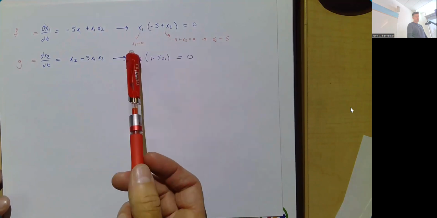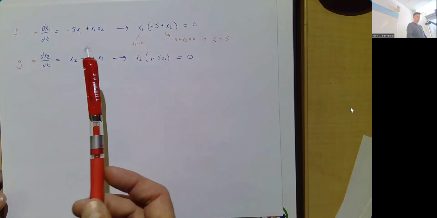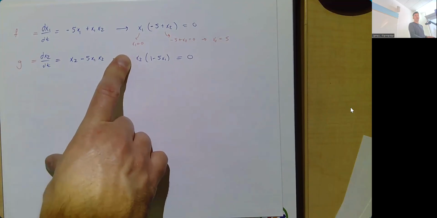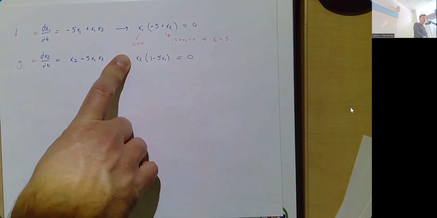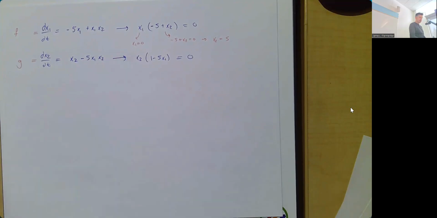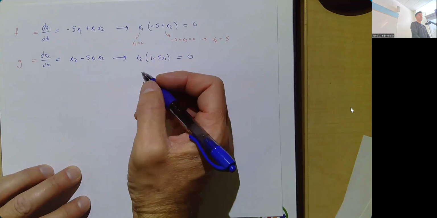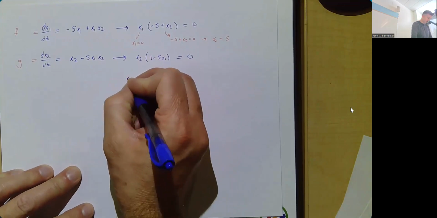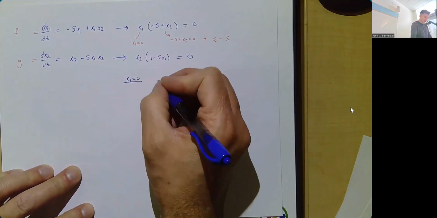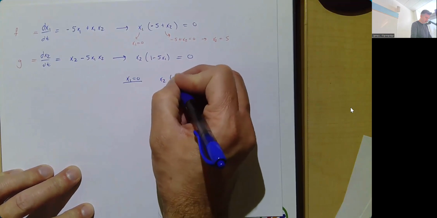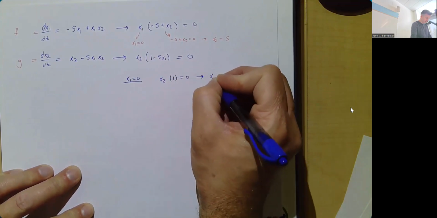What this is giving us is half of a critical point. x1 equal to 0 is half of a critical point. I need to find the x2 value that goes with that. So I'm going to plug x1 equal to 0 into this equation and find what x2 needs to be. If x1 equals 0, then I have x2 times 1 equal to 0. So I'm going to get x2 equal to 0.